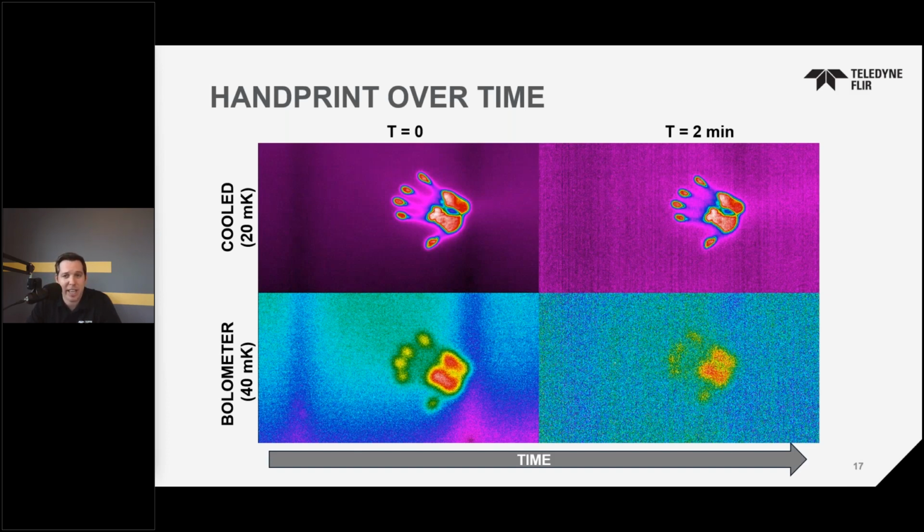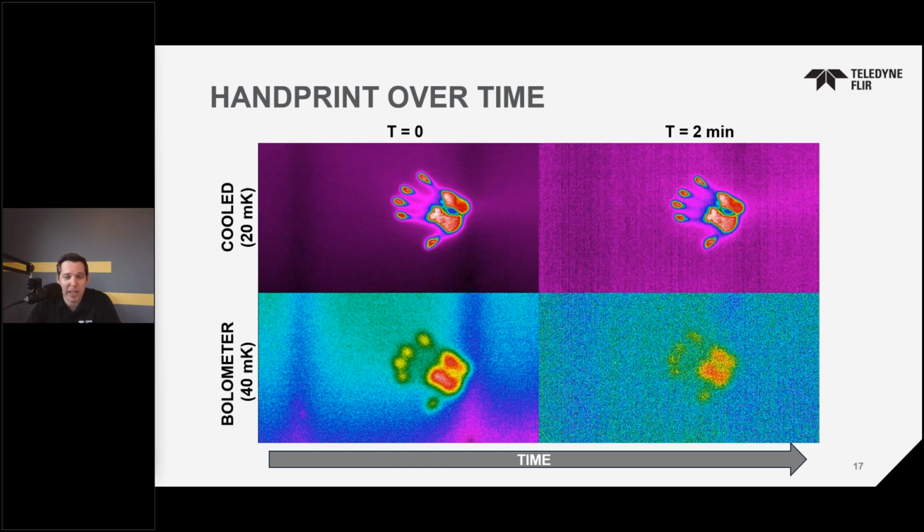Over time, 2 minutes to be exact, as you move to the right, you can still very clearly see the handprint with the cooled camera. However, the handprint on the bolometer image is almost at the point where you might not even identify it as a handprint at all. And that's really the challenge we're talking about when you're comparing camera systems, whether they be two photon counters or bolometers, and you're comparing that NEDT. The handprint for the bolometer here is beginning to reach a temperature value where the camera can no longer tell the difference between it and the noise floor.